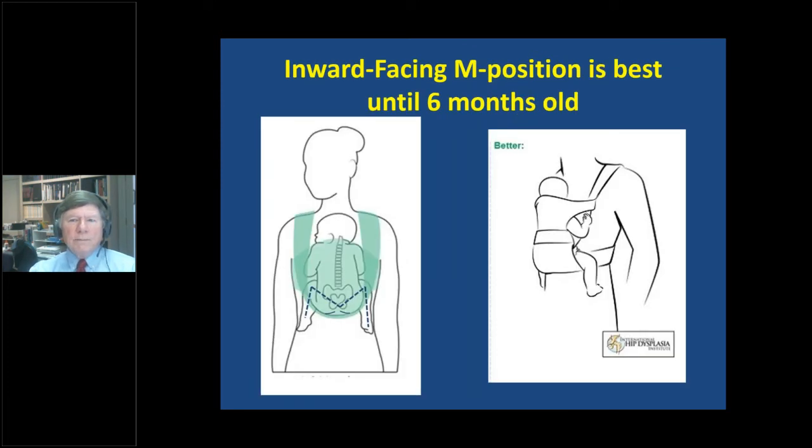So inward-facing M position is best. The M position meaning that the knees are up, the butt's down. So this is the M. Now, as I said, as the child gets older, there's not a strict criteria, but the spread is desirable. And in the little infant, the legs can be even flexed more and less spread.